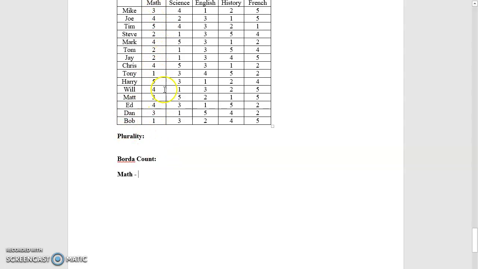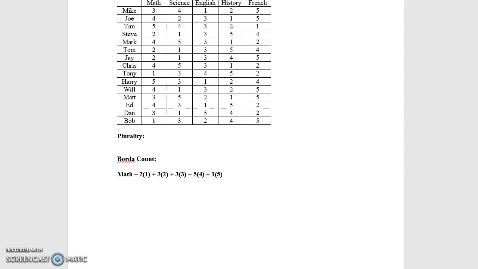So with math, there's 2 first place votes. There's 1, 2, 3 second place votes. There are 1, 2, 3 third place votes. Fourth place, 1, 2, 3, 4, 5 fourth place votes. And finally, there is 1 fifth place vote.